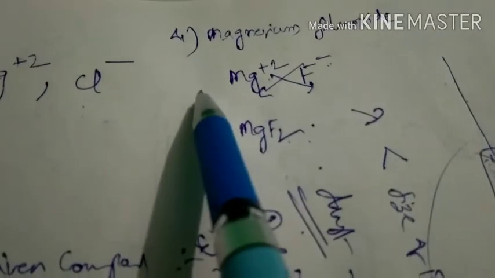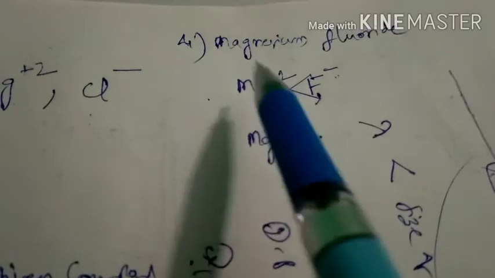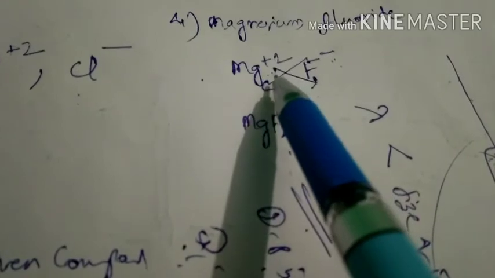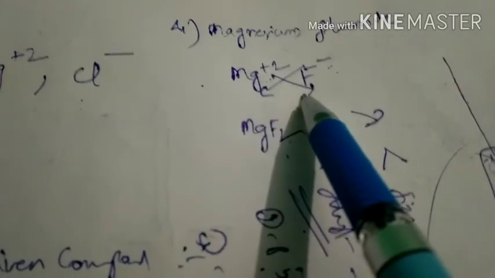First, what do we have to write? Here two steps are there. The first step is to write the symbols below their names. After that, if the charges are equal, we can write the direct formula. Otherwise, we have to apply the crisscross method. Next, one more example. See carefully.